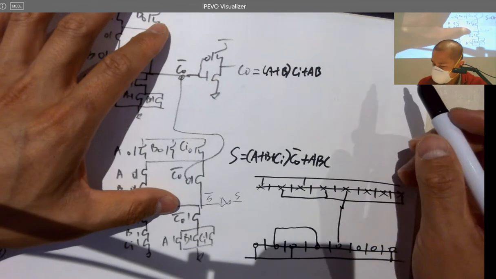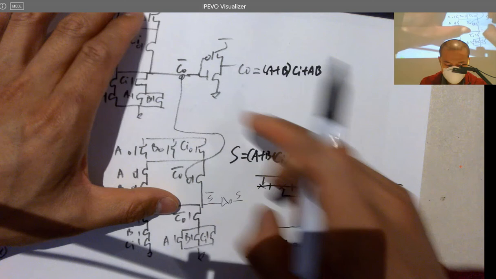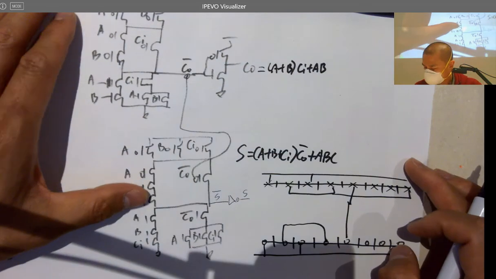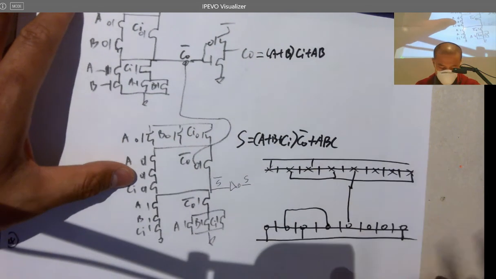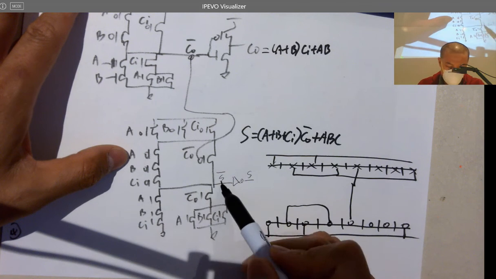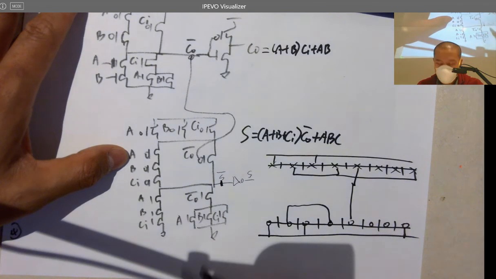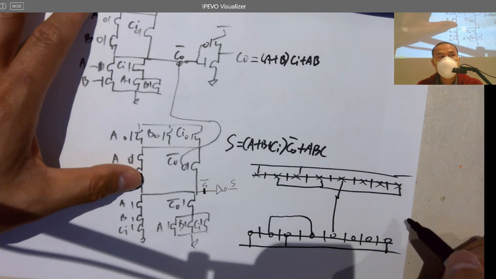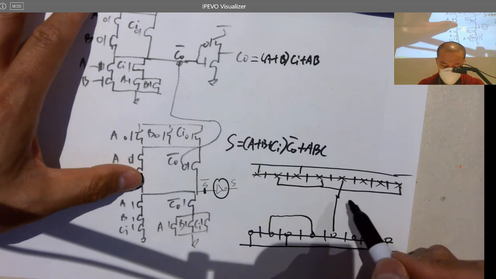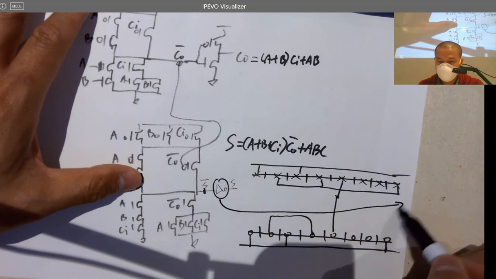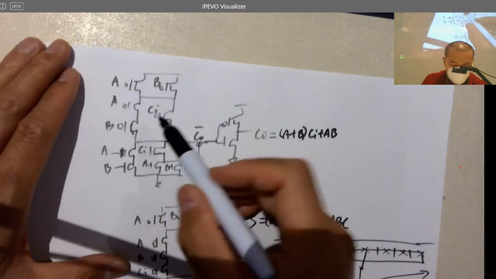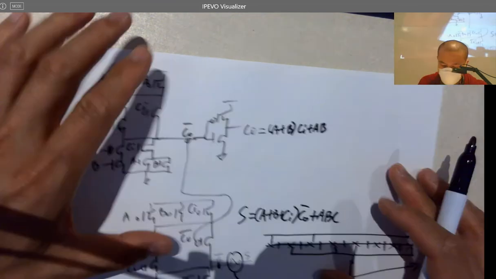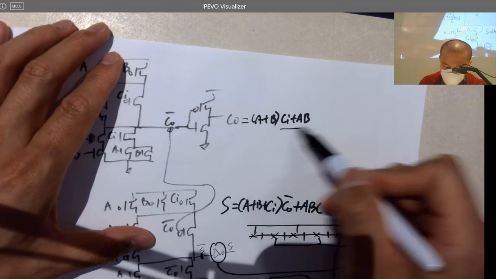For CO, this one. So definitely, this is just for S bar. And if you need S, you need an inverter just behind it, right? This doesn't include that, so there's the inverter here. And now let's do this. Still got 2 minutes. We'll get it done.